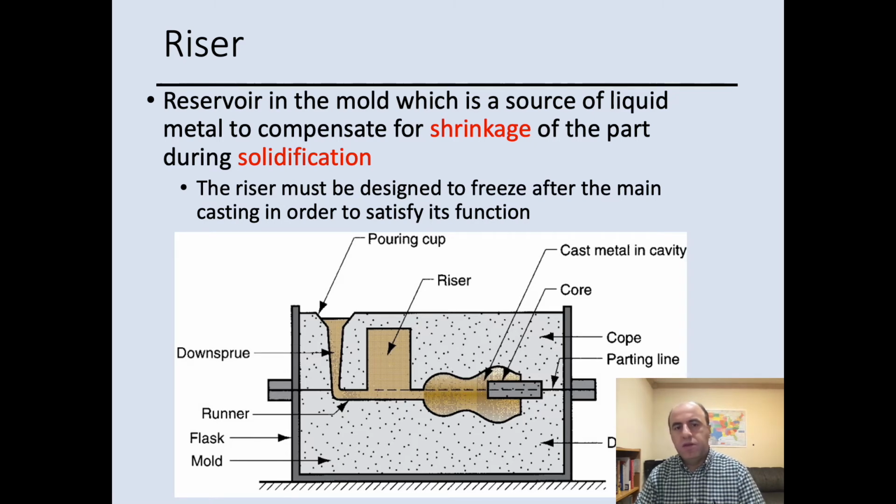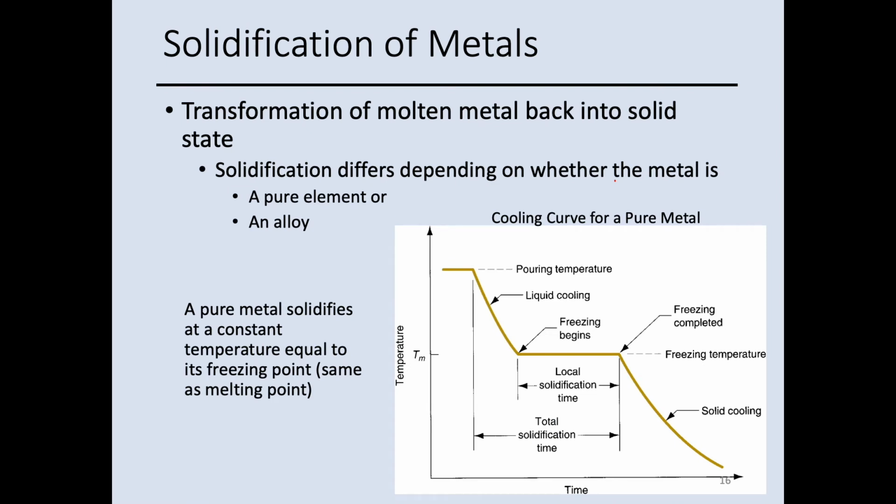If we can minimize this unit, we can save energy and save material. Here we have a plot that shows the solidification over time. On this axis we have temperature, and here we have time. It shows the solidification process for a pure metal.